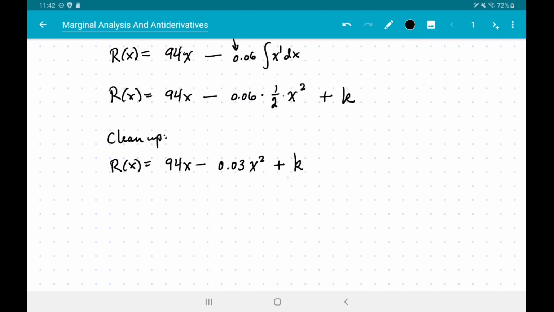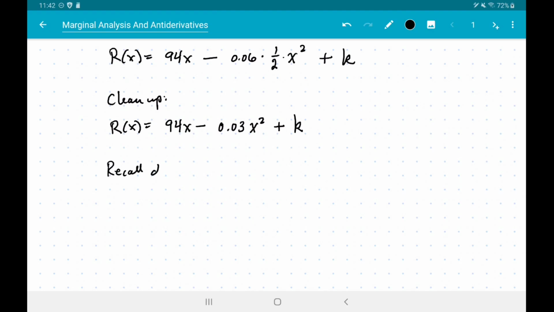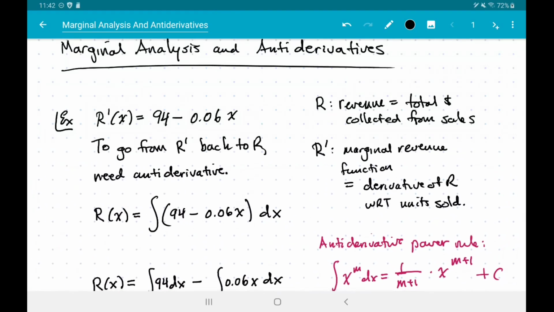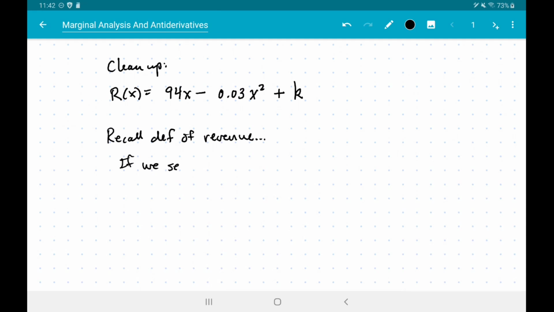Now, we really need to figure out what to use for k. Here's where you have to go back to the definition of revenue. I wrote it down up here. The revenue function is the total money collected from sales. Well, we have a piece of information about revenue that you may not remember. If we sell no units, we collect no revenue. So we collect 0 revenue. In other words, even though I haven't been given this information in the problem, you have to understand from the definition of revenue that R of 0 is 0. If we sell no units, we collect 0 revenue.